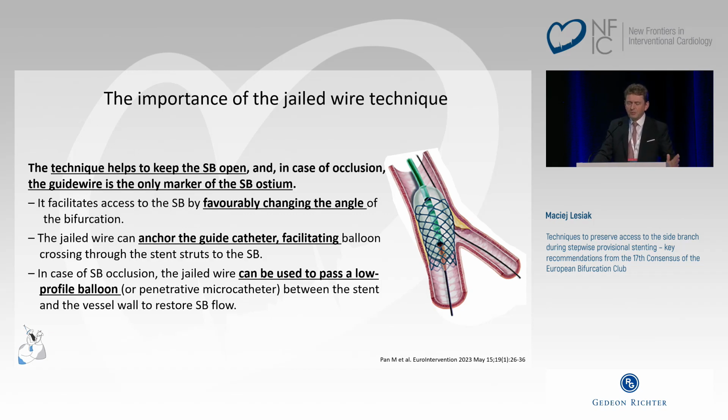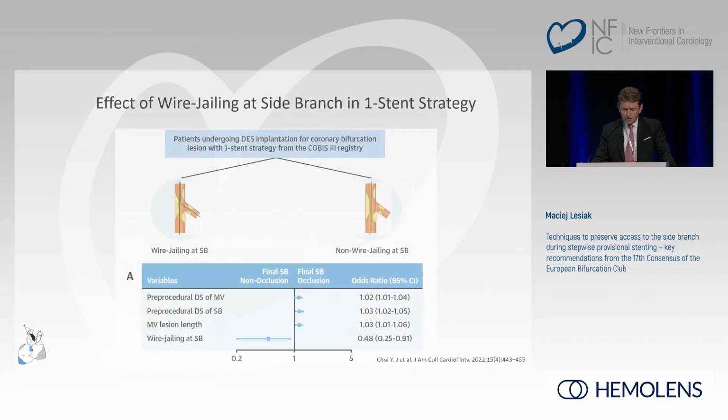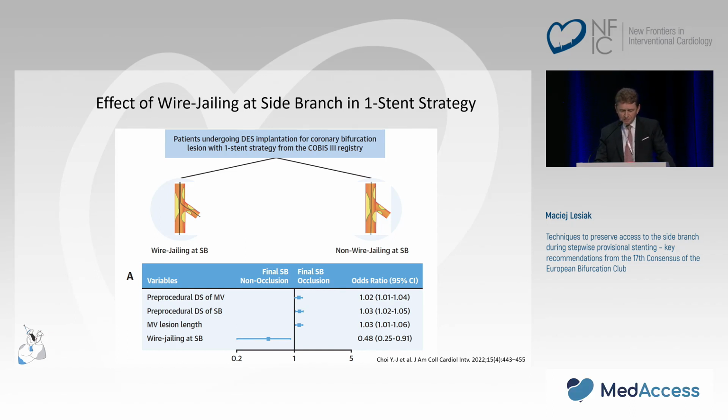Using this wire, and I will show you this in a few minutes, you can rescue the side branch, and in most cases it is really possible. We have some clinical data. This is one of the data showing that wire jailing at the side branch is the best way not to lose the side branch during main vessel stenting.